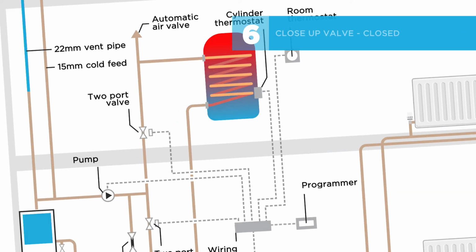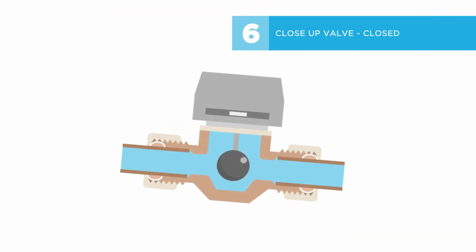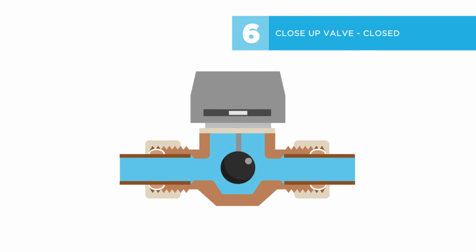Here you can see in detail how the valve works in this system. At this stage, there is no signal from the thermostat to the zone valve, so the valve is in the closed position and no heated water will flow to the circuit. The system water is isolated.